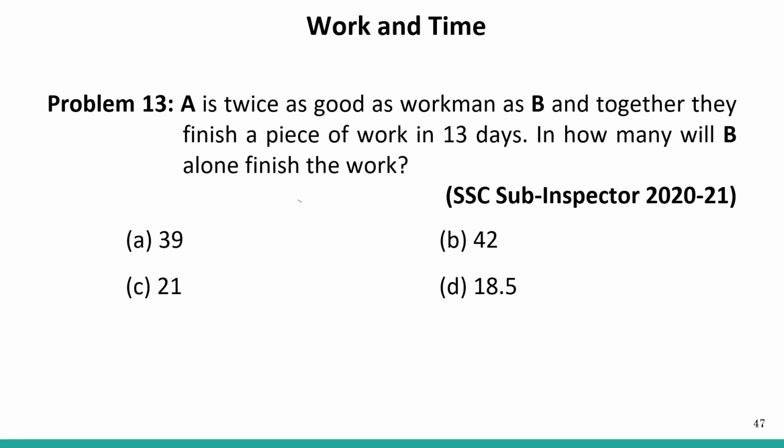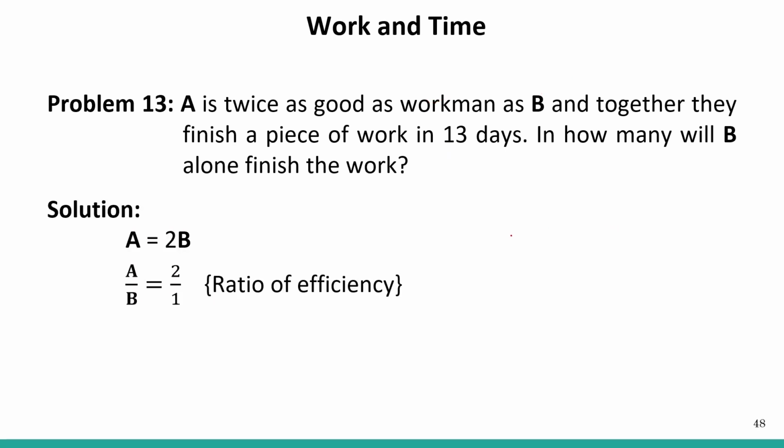A is twice as good a workman as B. So if B's work rate is x, then A's work rate will be 2x. They finish a piece of work in 13 days. In how many days will B alone finish the work? So is it 42, 18.5, 21, or 39? This question has been asked in the SSC Sub-Inspector 2020-21 paper.